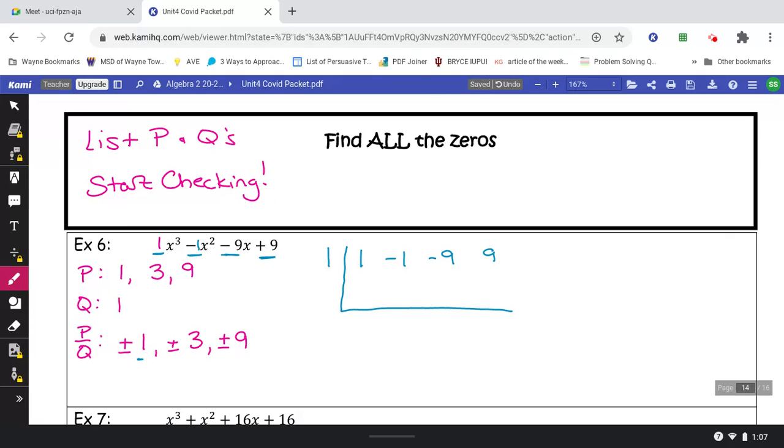For synthetic division, you bring down the first number, 1, and then you multiply the outside times the bottom. That would get you 1. Then you combine the inside numbers, negative 1 and positive 1 make 0. And you multiply again. 1 times 0 is 0.